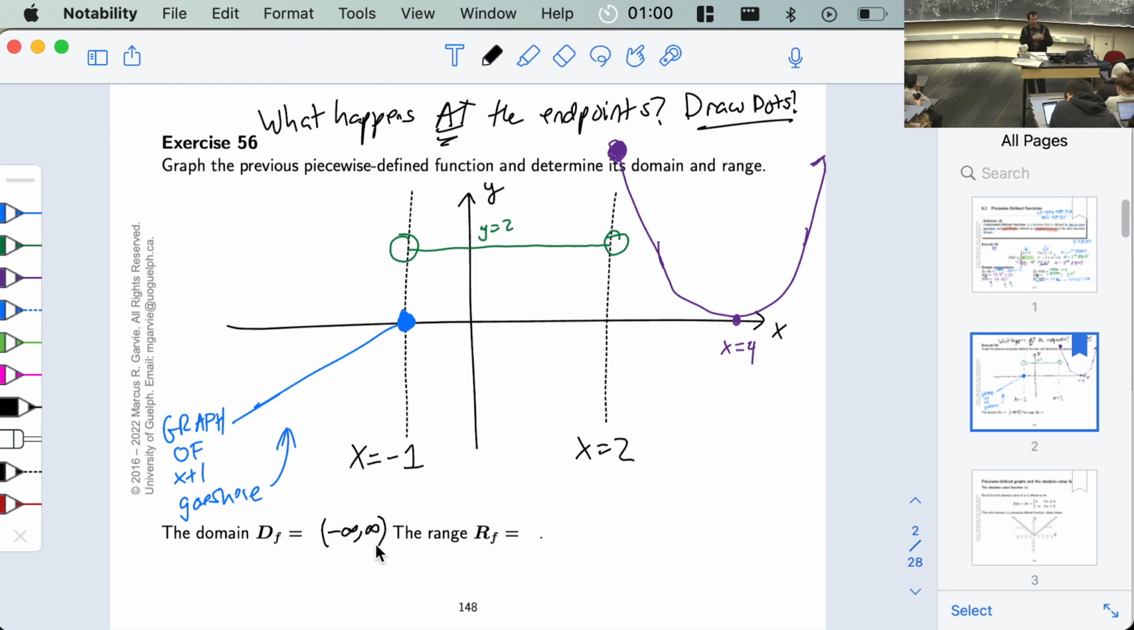And that's because everywhere on the x-axis is in one of the 3 pieces, right? Green has all the points between minus 1 and 2. Purple has all the points bigger than 2. And blue has all the points less than minus 1. Everybody is covered in this particular example.